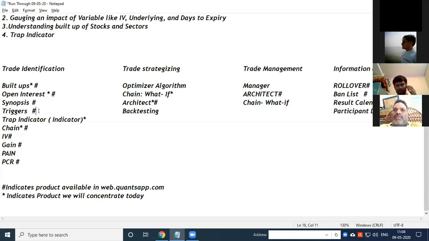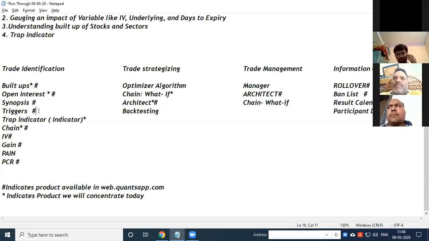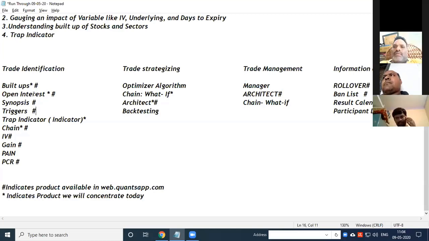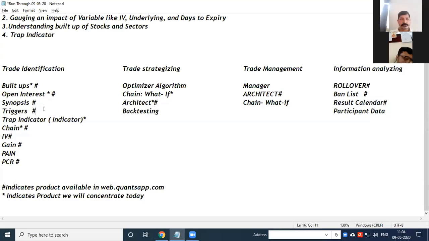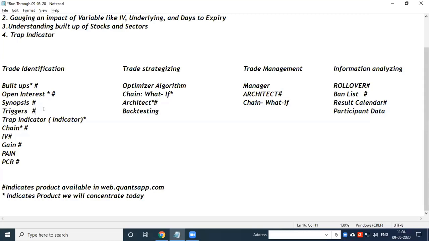Then come the triggers. Triggers is an extension of open interest. Once you know the open interest concept, then triggers plays out. We know that in the market the smart money usually are the writers, because they like to earn premium and reduce the cost of holding. This is the place where the writers normally find themselves in a fix. So triggers is a product which helps us find out the potential levels for any stock.